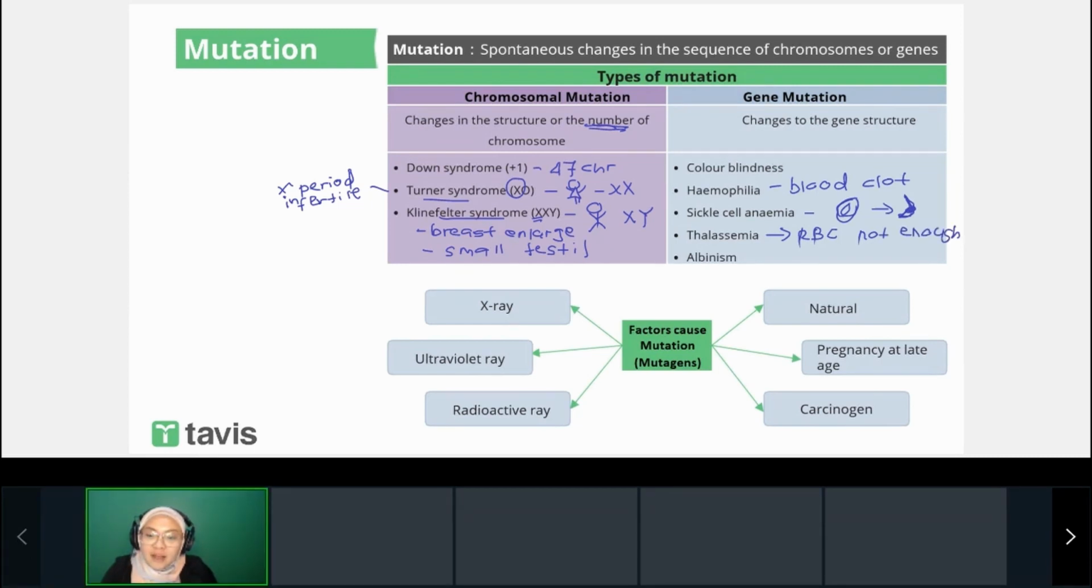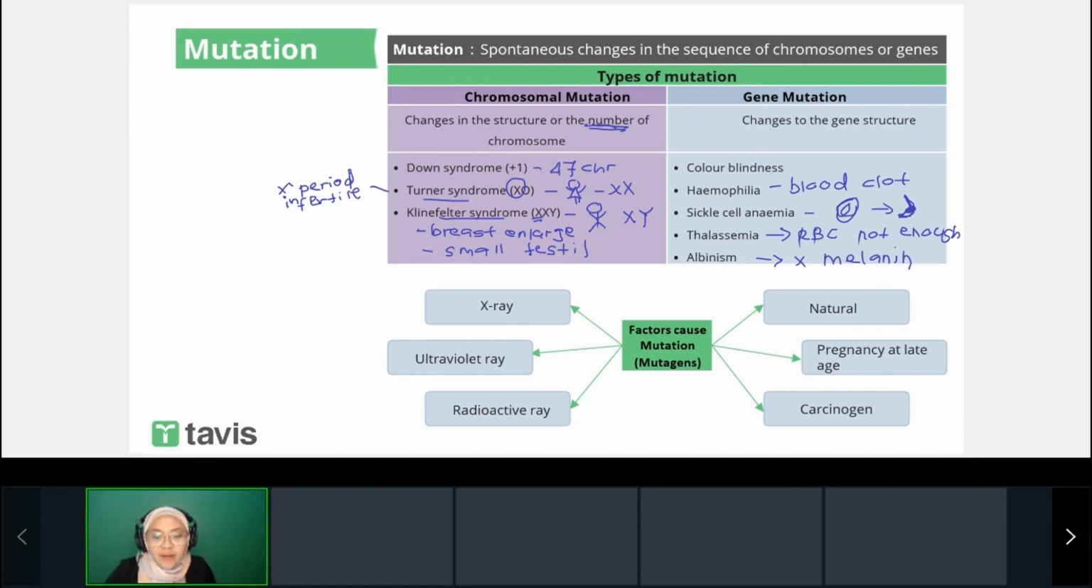While albinism is where someone doesn't have melanin. Melanin is a substance that gives our skin color, brown, slightly brownish. Usually they don't have melanin, so they look very white. They are very sensitive to light.